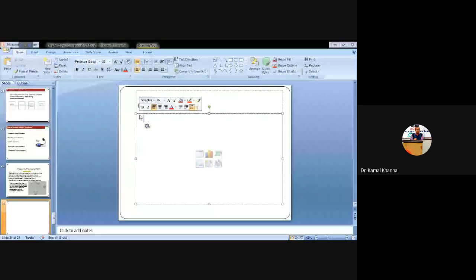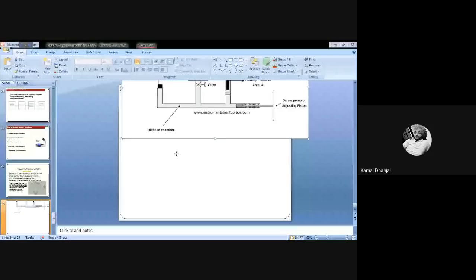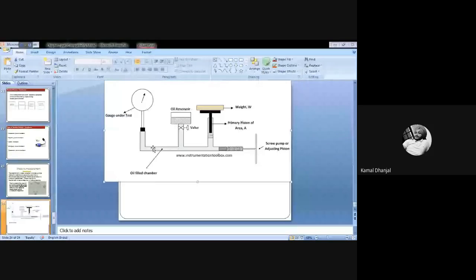Is my screen visible to you, of the pressure gauge? Yes, sir. Yeah, no, sir, yes or no? Blank screen, sir. Sir, now it is.